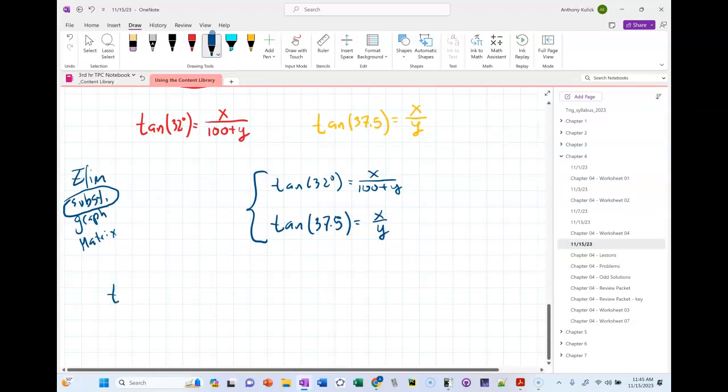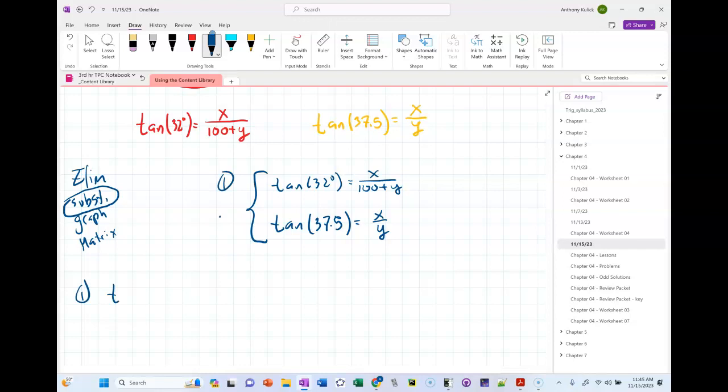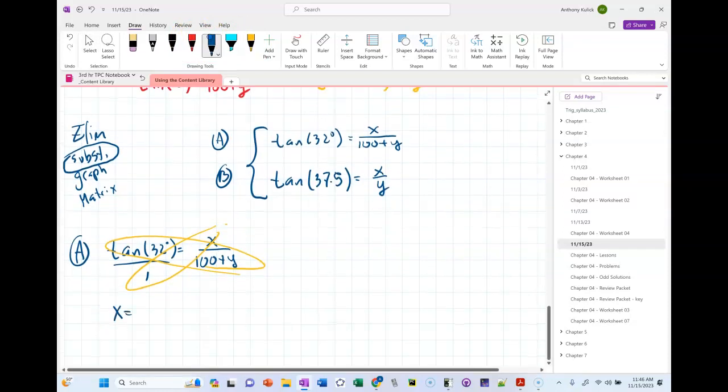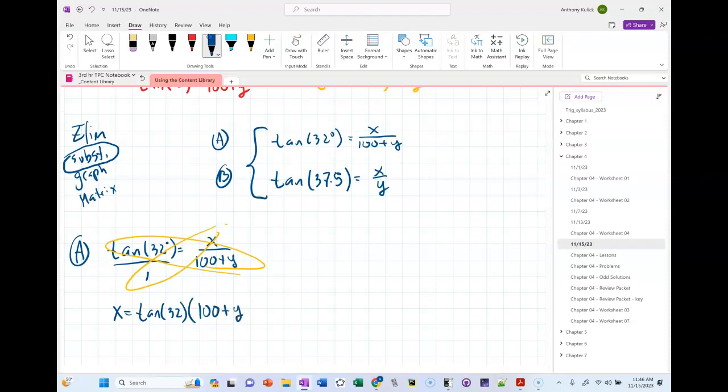So if I take a look at equation 1, maybe I'll call them A and B. That'll be less confusing, right? We have enough numbers rattling around here. Again, let's think about this as a proportion. So we can cross multiply. So I can say x equals tan 32 times the quantity 100 plus y.